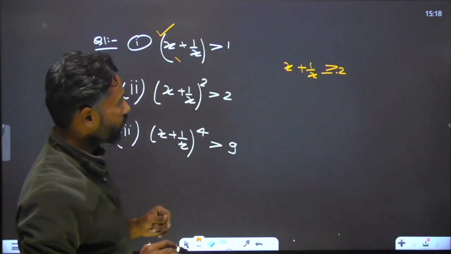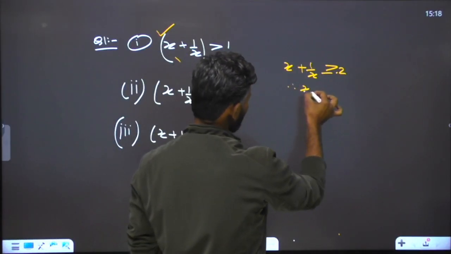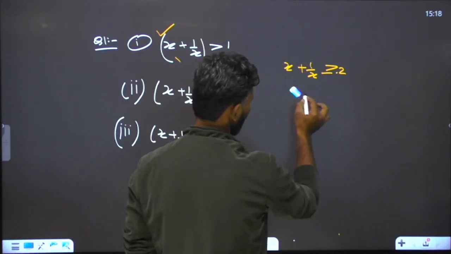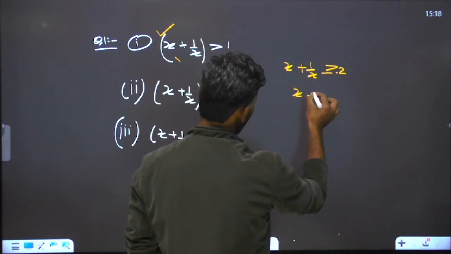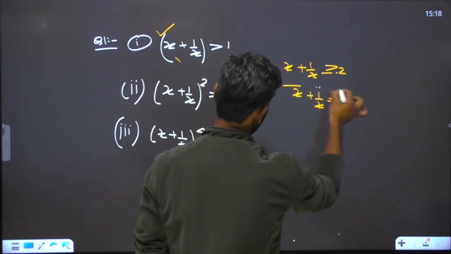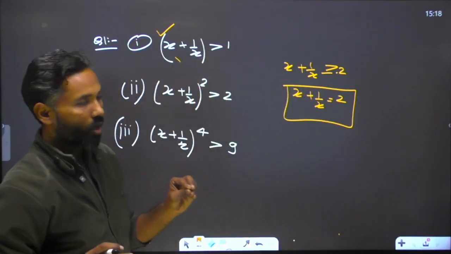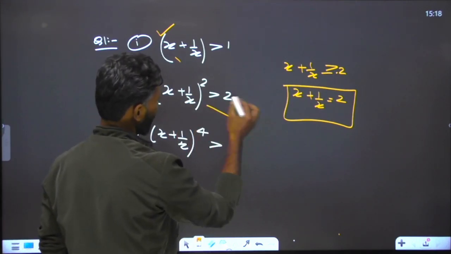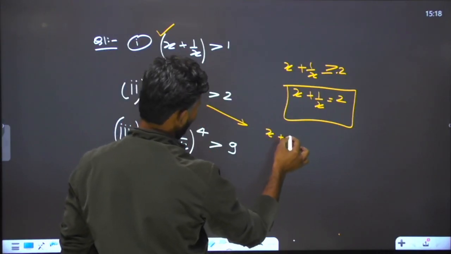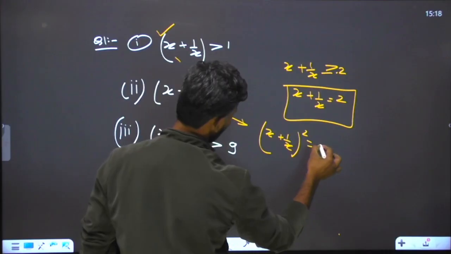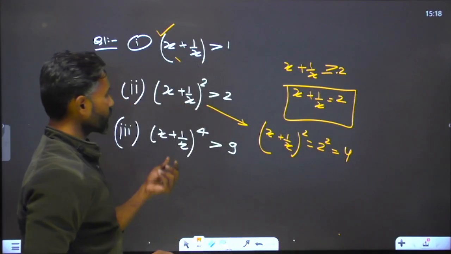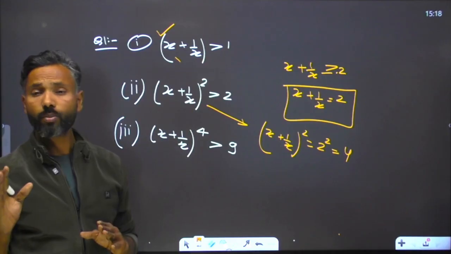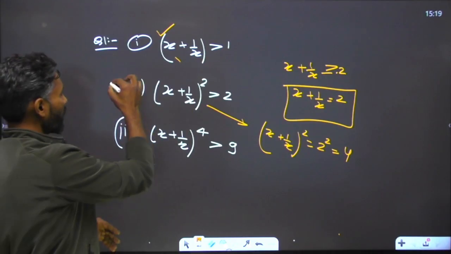Understand that. Now suppose we take x plus 1 by x equal to 2. This is the condition. If x plus 1 by x is equal to 2, and in the second option we put this value, then (x plus 1 by x) whole square will be equal to 2 square, which means 4. The second option mentions that (x plus 1 by x) whole square is greater than 2. So it will always be greater than 2. Understand that. So the second statement is also correct.